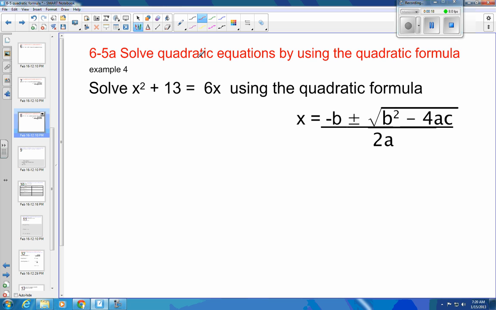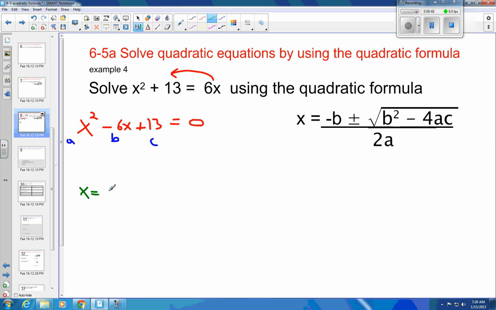So first step is we need to get this in standard form. So I've got to move this over to the other side. So it's going to be x squared, subtract the 6x from both sides, and that's equal to 0. Once we've got that set, then we can pull out what our a, b, and c are. A is here, right? B and c. Let's fill it into the quadratic formula.